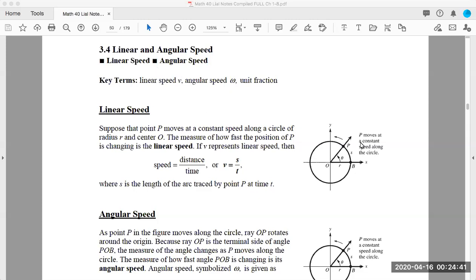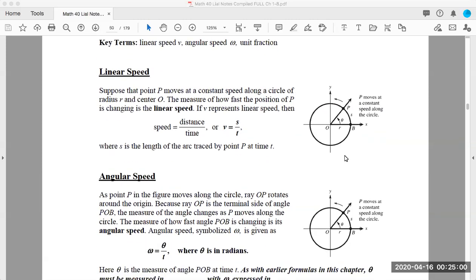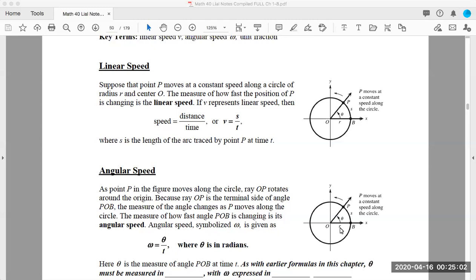Linear speed, essentially, think about this diagram here. If you have this point P that's moving along a circle, linear speed is tracking how fast the position of that point is changing. Angular speed is actually tracking how fast this angle theta is changing as the point P moves. So we're essentially tracking the movement of P.